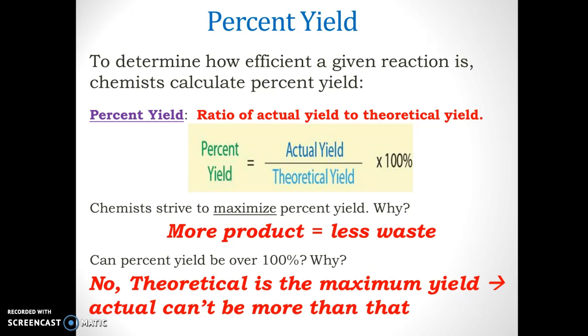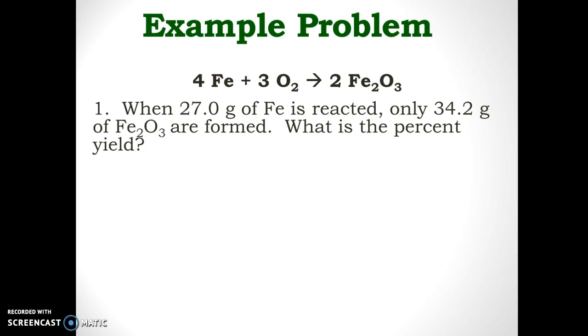For example, I had the ingredients to make 50 pizzas, but I dropped one on the floor. Therefore, I only made 49. So I calculate how good of a job I did. Okay, so if you have more product, you have less waste.